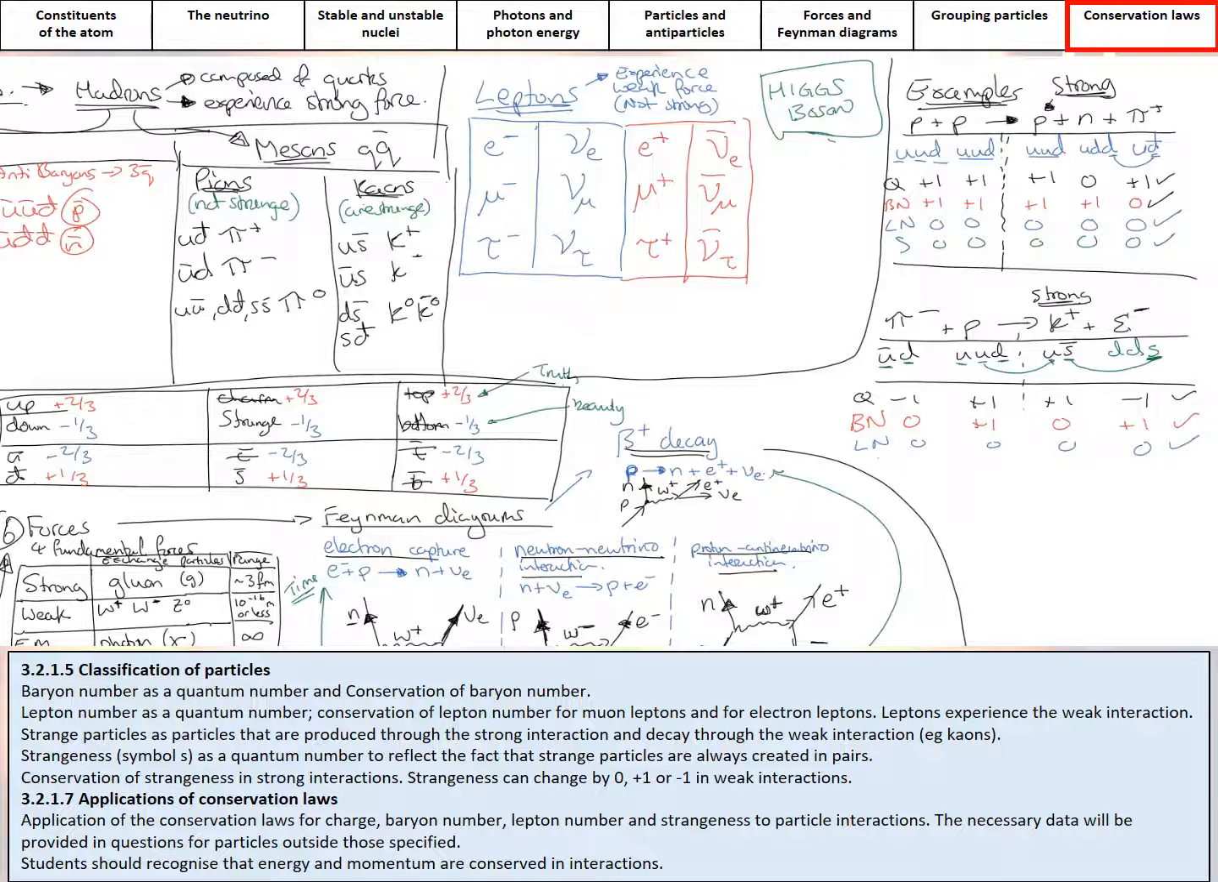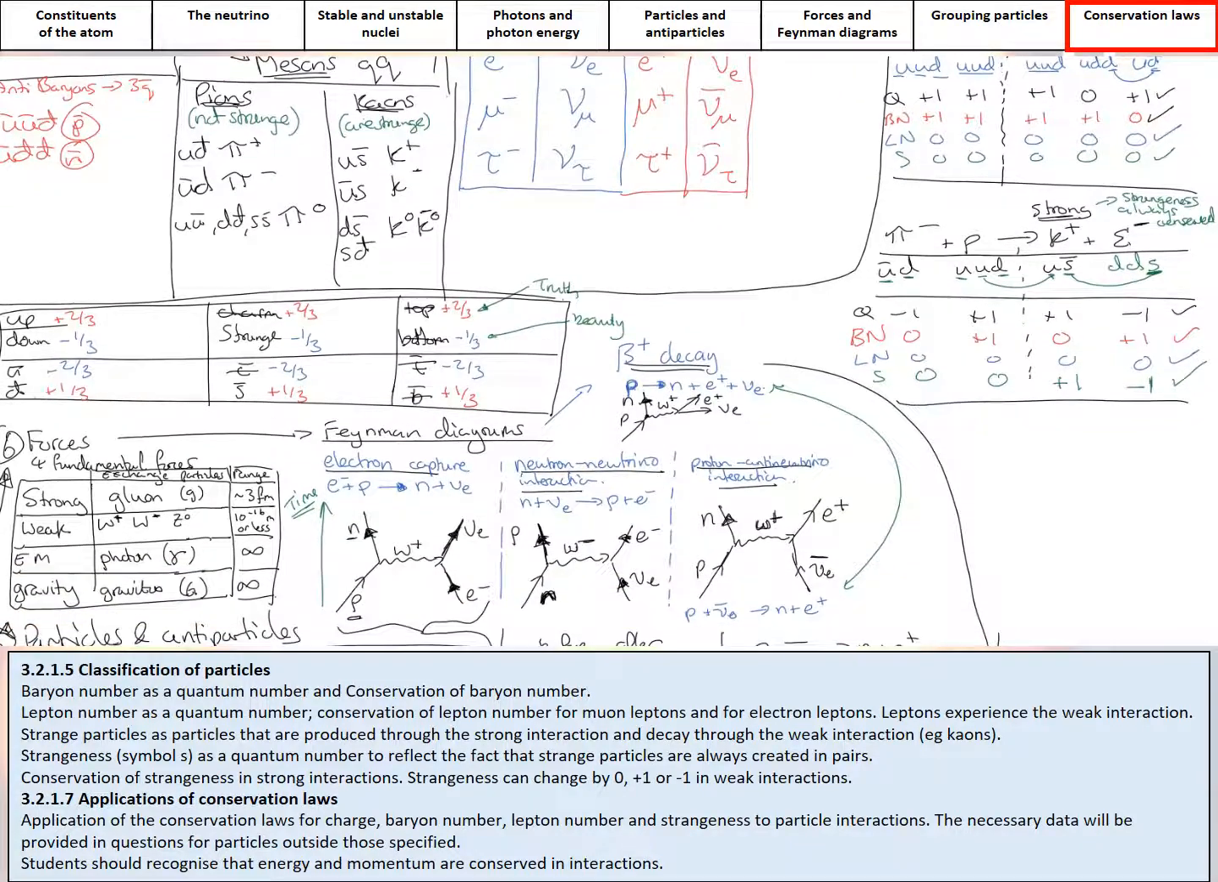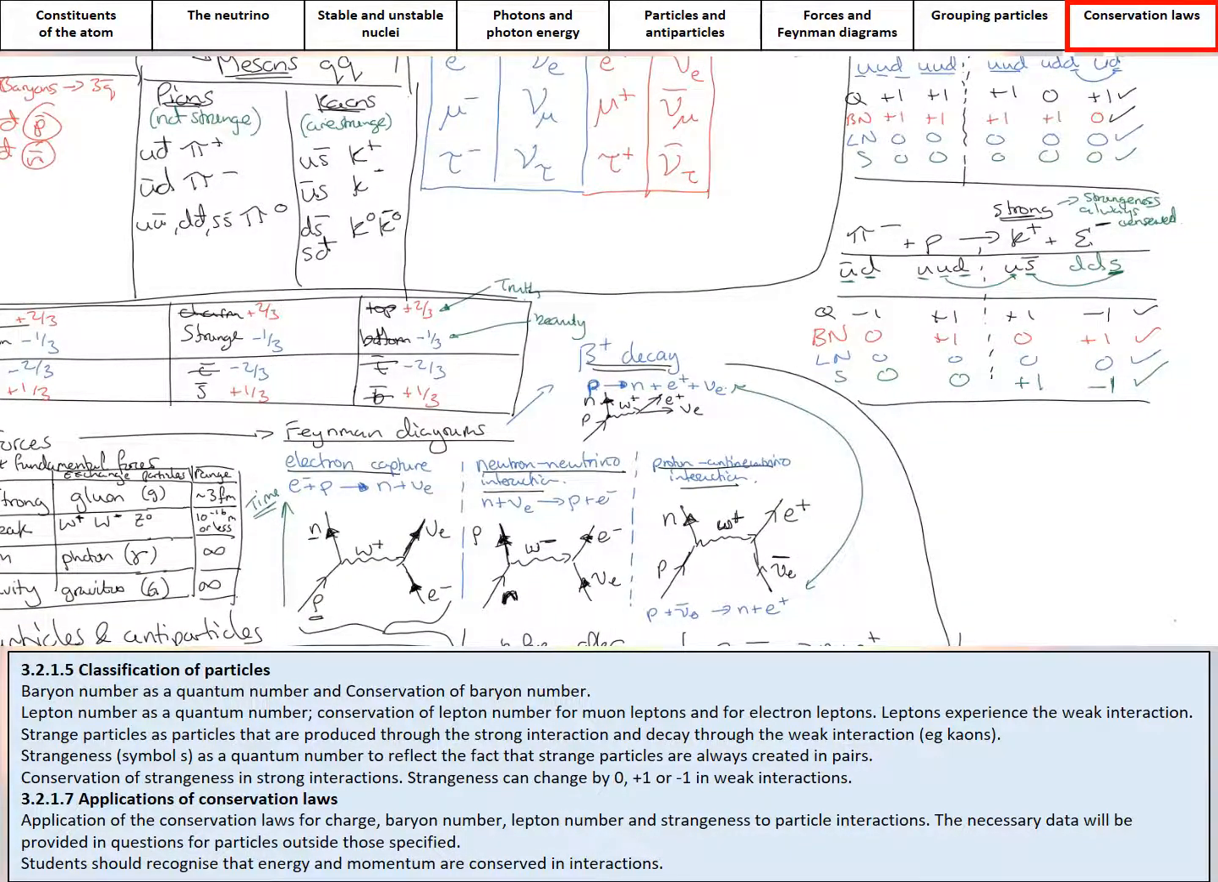Now, strangeness here, as we've said in the strong interaction, strangeness is always conserved. So 0, 0. But now we've got an anti-strange quark. Remember, the anti-strange quark has a strangeness of +1, and the strange quark has a strangeness of -1. It's the opposite way around to what you think it is strange. So strangeness here is conserved in the strong interaction. Let's do an example where it's not conserved.